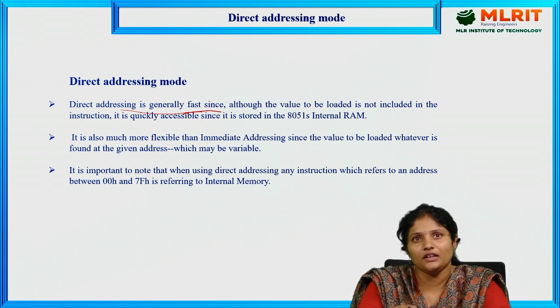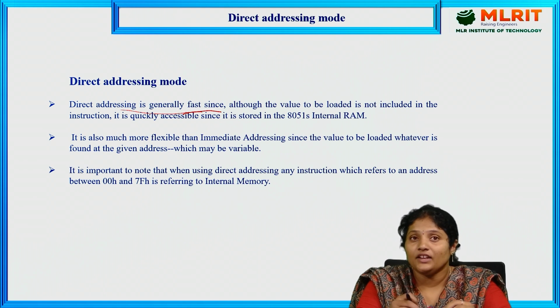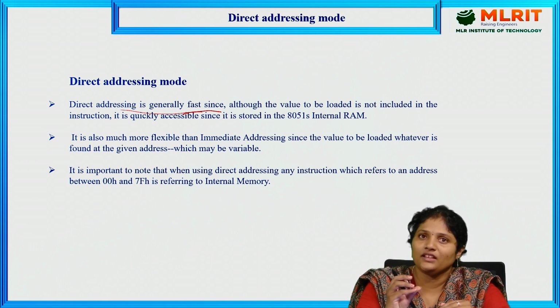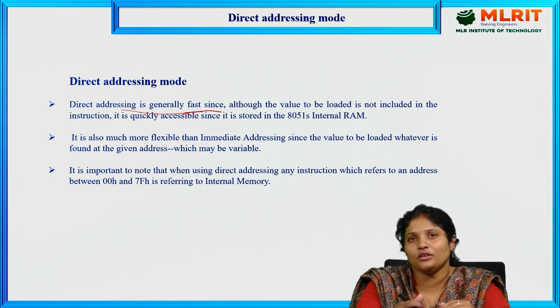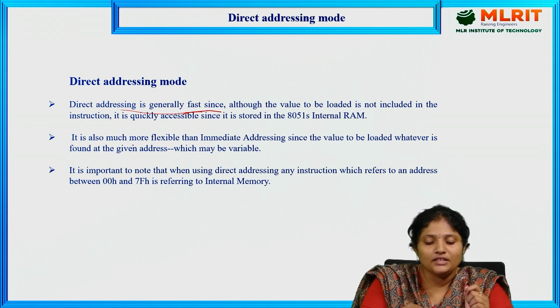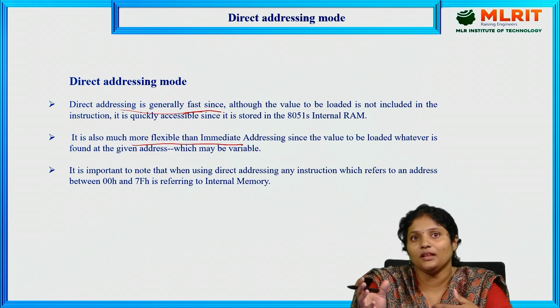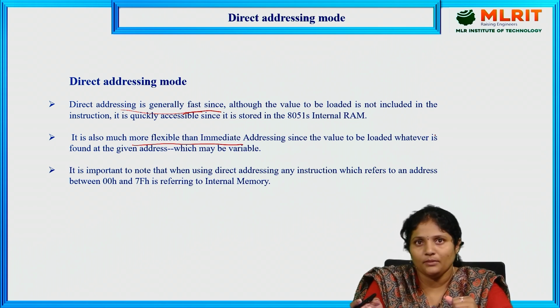Here in this direct addressing mode, one of the biggest advantages is the data that is present internally in the 8051. So we are specifying the address location. The controller could access that data from the internal memory much faster when compared to the other addressing modes. And it is also much more flexible, because the data will be stored in the memory, so you can read and write the data flexibly from the memory. So it is flexible also.